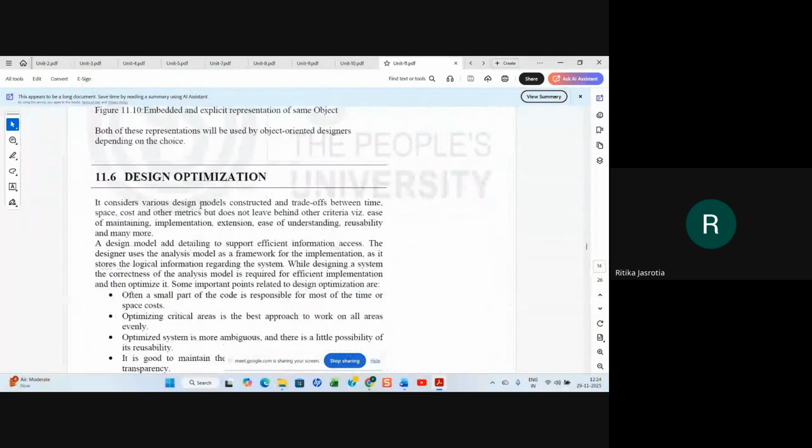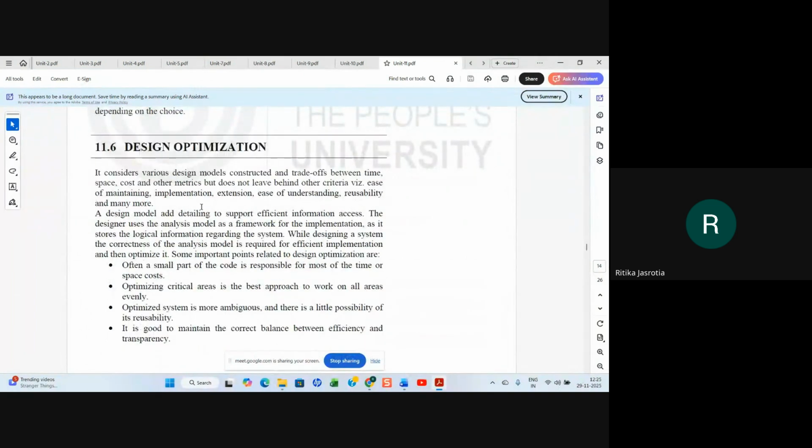Design optimization considers the various design models constructed and trade-offs between time, space, cost, and other metrics, but does not leave behind other criteria such as ease of maintenance, implementation, extension, ease of understanding, reusability, and many more. A design model adds detailing to support efficient information access. The designer uses the analysis model as a framework for the implementation as it stores the logical information regarding the system. While designing a system, the correctness of the analysis model is required for efficient implementation, and then optimize it.